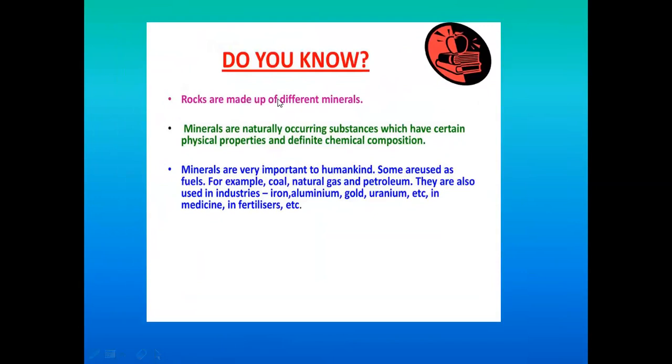So, rocks are made up of different minerals. Minerals are naturally occurring substances which have certain physical properties and a definite chemical composition. Rocks are found in a larger form, while minerals are found in a smaller form. Minerals are extracted from the rocks. Minerals are very important to humankind. Some are used as fuels, for example, coal, natural gas, and petroleum. They are also used in industries, like iron, aluminum, gold, uranium, etc. They are used in medicines and in fertilizers also.